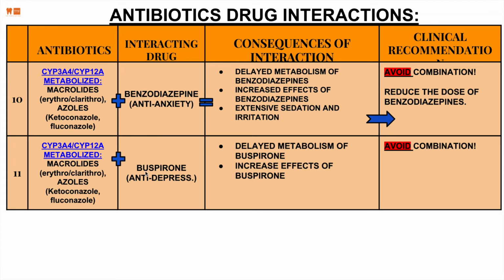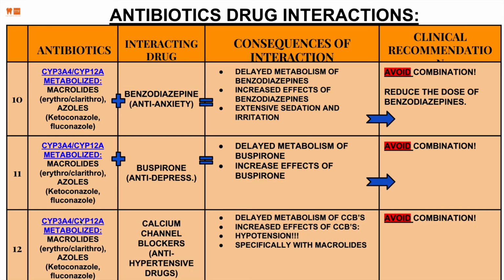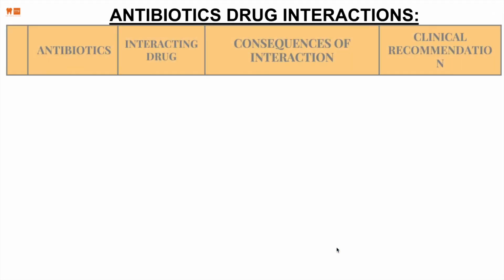Another antidepressive drug is buspirone. So the same category of drugs mixed with buspirone will lead to delayed metabolism of buspirone and increased effects of it. This is the same as benzodiazepine, right? Delayed metabolism and increased effects. Therefore, we avoid the combination. So same category again, mixed with calcium channel blockers, which we know are antihypertensive drugs from our video on antihypertension, will lead to delayed metabolism of the calcium channel blockers and increased effects of the calcium channel blockers. Now, calcium channel blockers are antihypertensive. Increased effects of antihypertensive drugs will lead to hypotension, specifically with macrolides. So we avoid the combination. Perfect. Moving on to the next one.